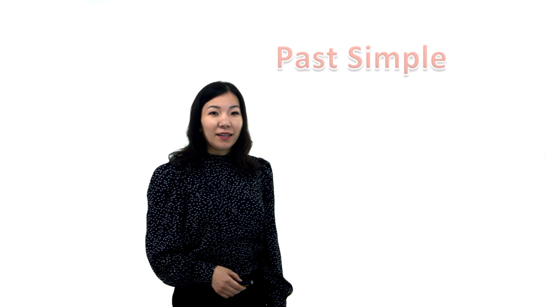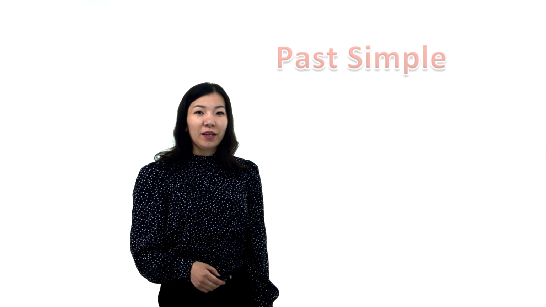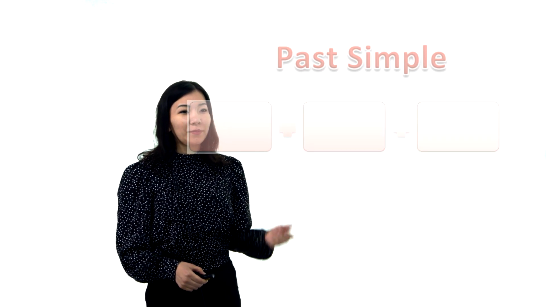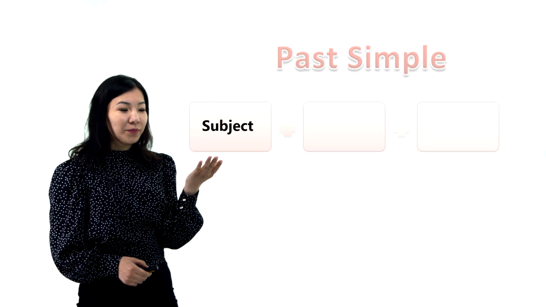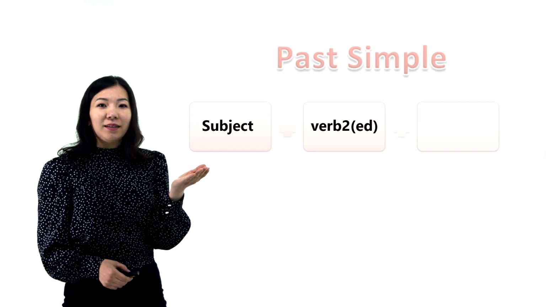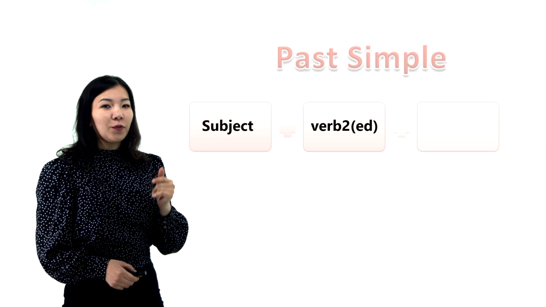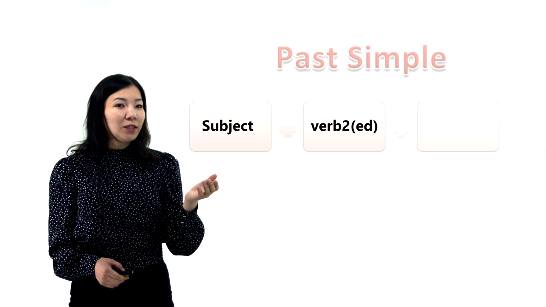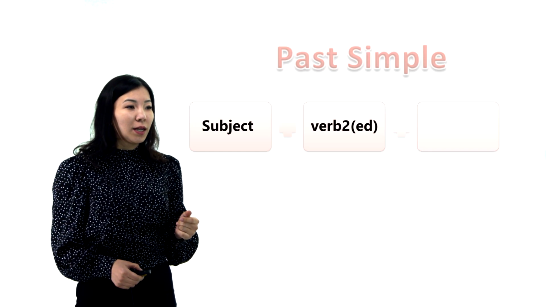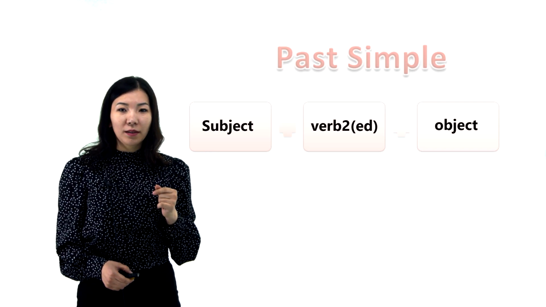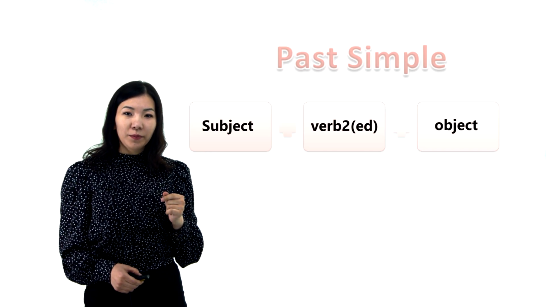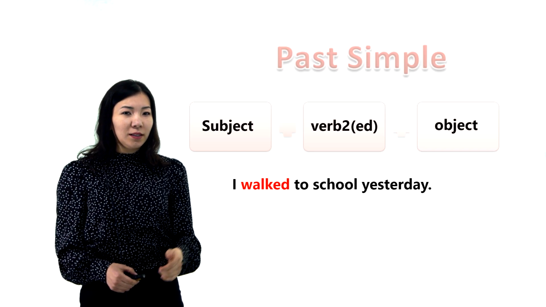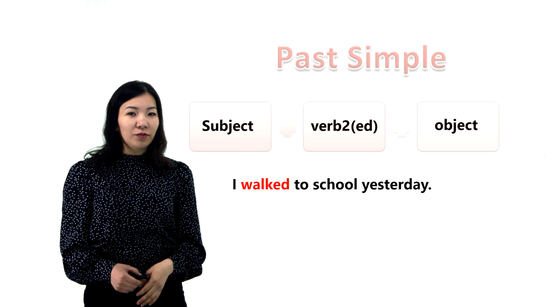So, let's take a look at the form of an affirmative sentence in past simple. It's subject plus an irregular verb in the second form or a regular verb ending with ed, plus object. For example, I walked to school yesterday. The students took their test last Friday.